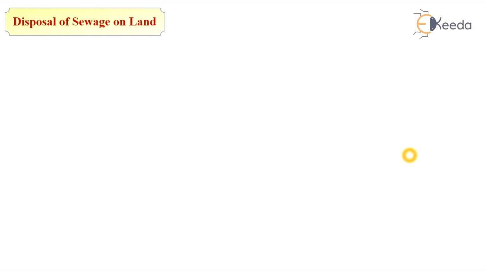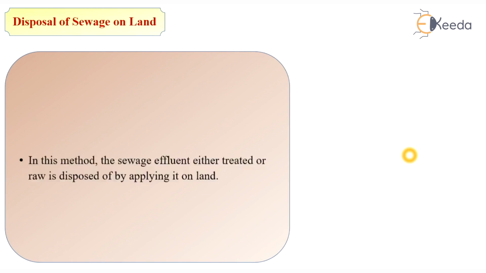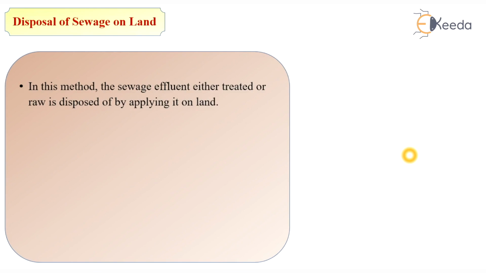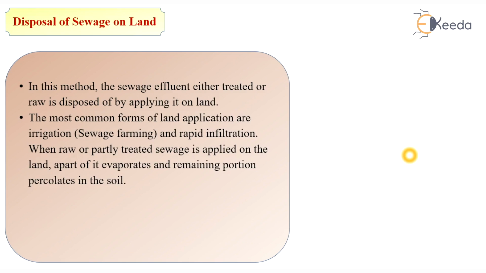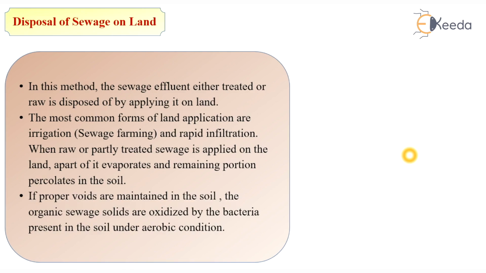So next is disposal of sewage on land. In this method, the sewage effluent, either treated or raw, is disposed of by applying it on land. The most common forms of land application are irrigation and rapid filtration. When raw or partly treated sewage is applied on the land, a part of it evaporates and the remaining portion percolates into the soil. If proper voids are maintained in the soil, the organic sewage solids are oxidized by the bacteria present in the soil under aerobic conditions.